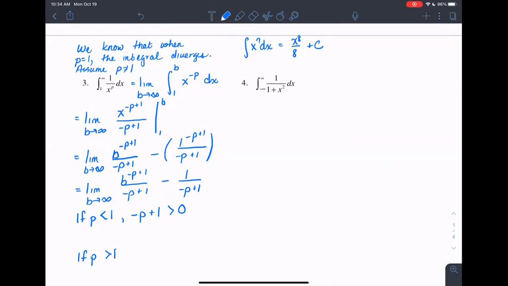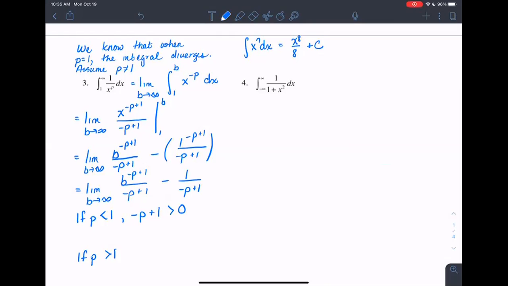If p is less than 1, then negative p plus 1 will be greater than 0. You're taking something less than 1, you're finding its opposite. Maybe p is 1/2, -1/2 plus 1 is positive. Maybe p is -72. -(-72) is 72 plus 1 is 73. That's also positive. So for any value of p that's less than 1, -p plus 1 is positive.